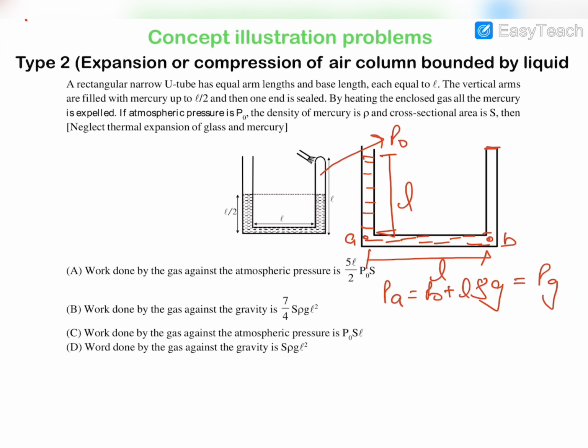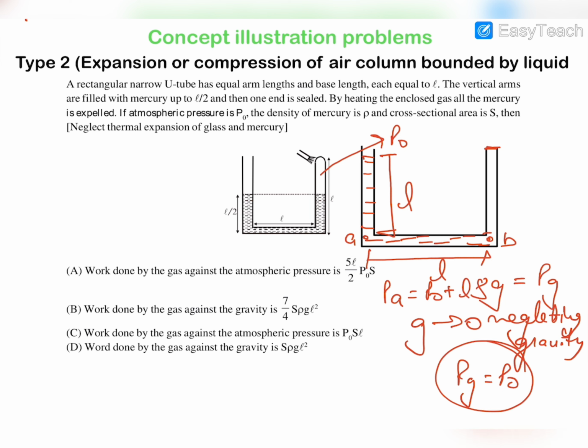So first of all, let us take this problem step by step, and let us first find out the work done by gas against atmospheric pressure. To find this, let us neglect gravity. If we neglect gravity, then the pressure of the gas at all the instants will be equal to P naught. Pg will be equal to P naught at all the instants.